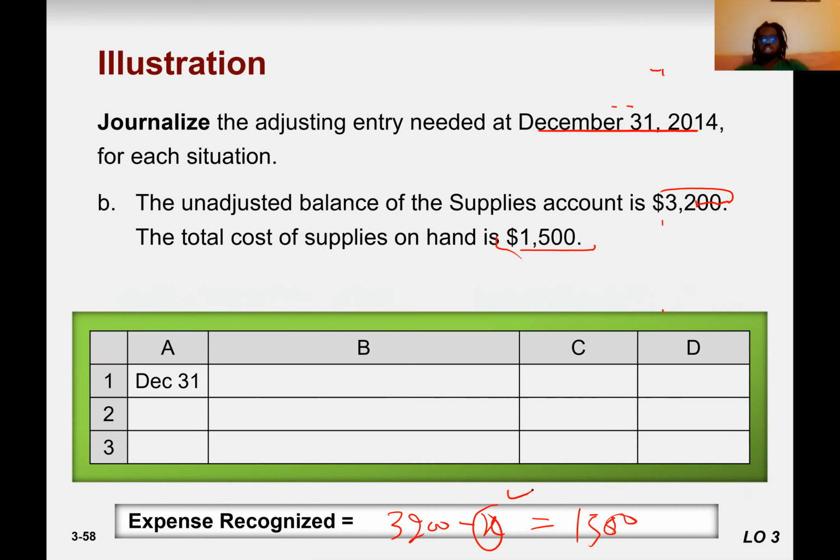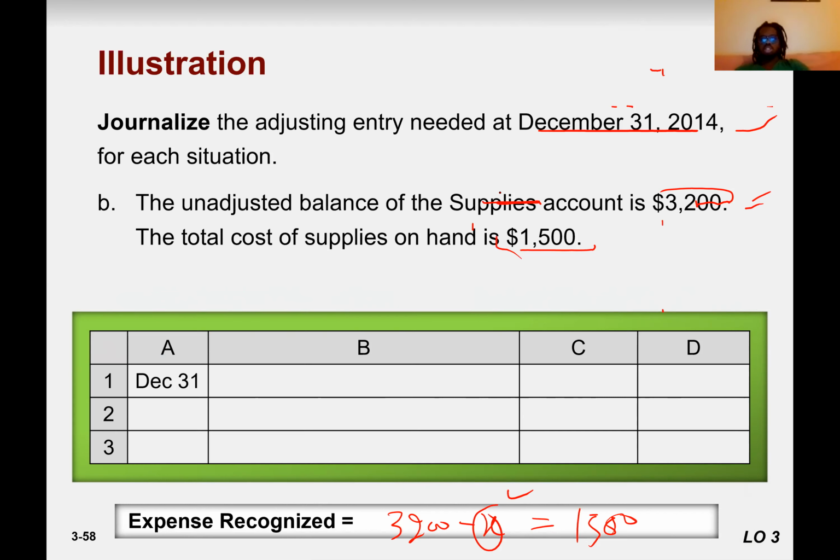When we have used it, that becomes our expense, right? And now we record the expense. Out of 3,200, 1,700 is expensed. We used that in 2014. So we expense it. Expense increases by 1,700, supplies decrease by 1,700.